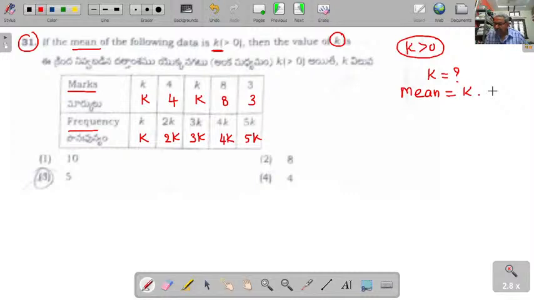So, Jannavi, welcome. First, how do we find it? Generally this is called xi, this is frequency fi. So the mean formula is x bar equal to sigma fi xi by sigma fi.